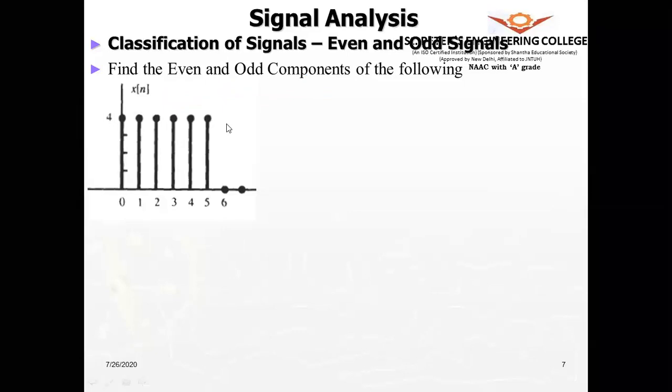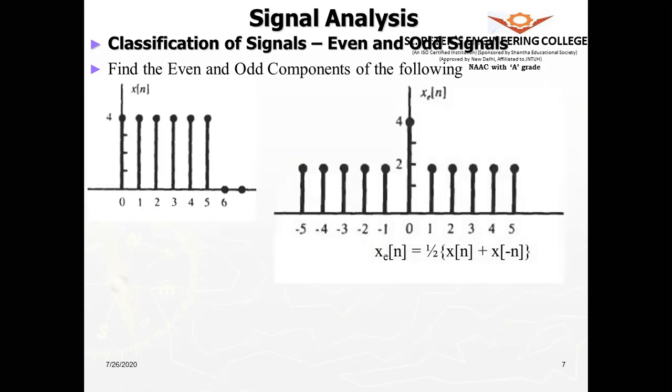As a practice, okay, now this is a given signal. We have to find the even and odd components, so we are using the formula. The even component is equal to half into x of n plus x of minus n. So this is x of n and x of minus n. By simply folding, adding those two and dividing by 2, we get xe of n, very similar to what we had done in the continuous time domain.